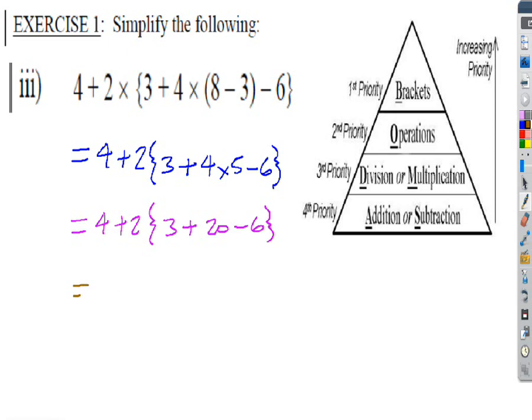Next line, 4 plus 2, and evaluating the curly bracket here, 3 add 20 is 23, and we're subtracting 6 from there, so that becomes 17. The precedent now lies with the multiplication here. It's 2 multiplied by 17, so that's equal to 4 added to 34, 2 times 17, 34. And finally addition here, we will end up with 38.